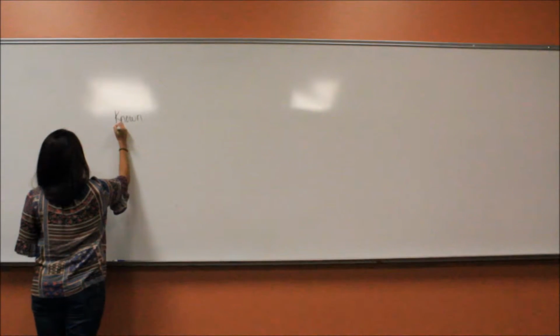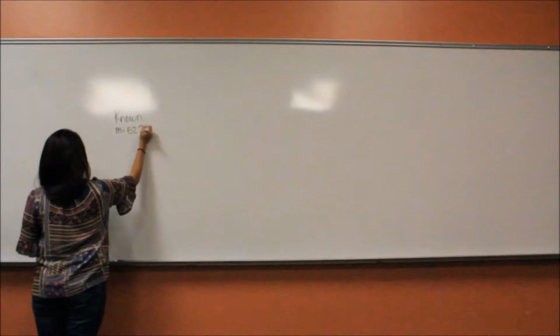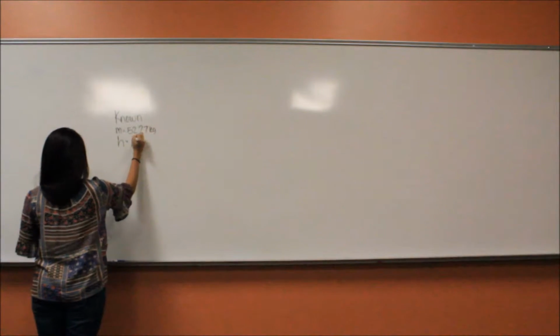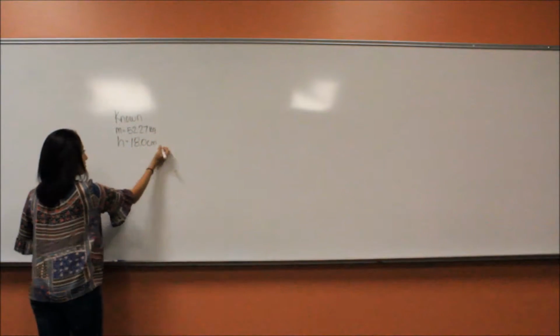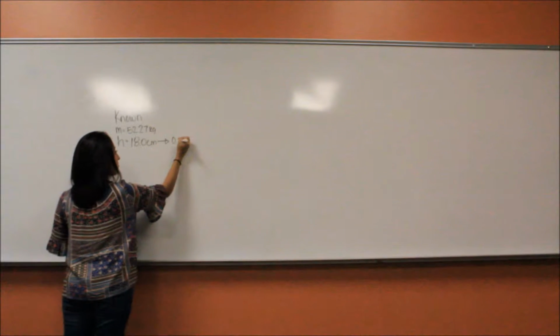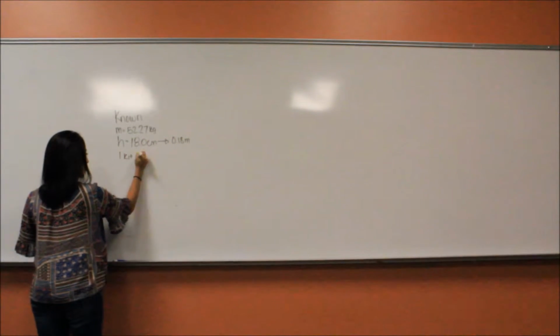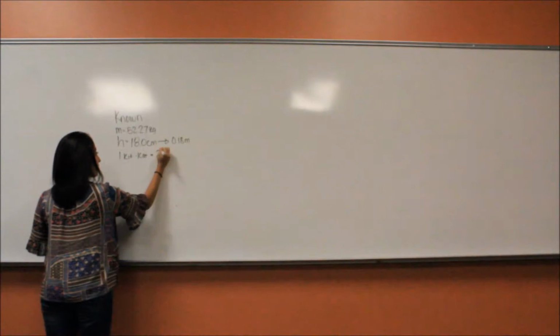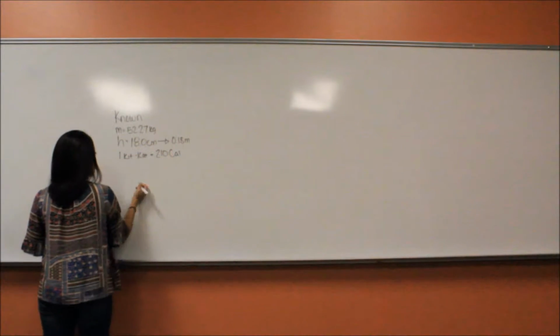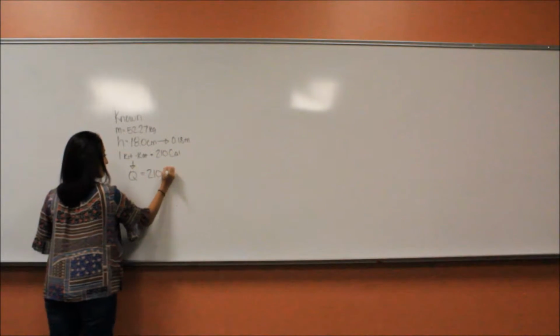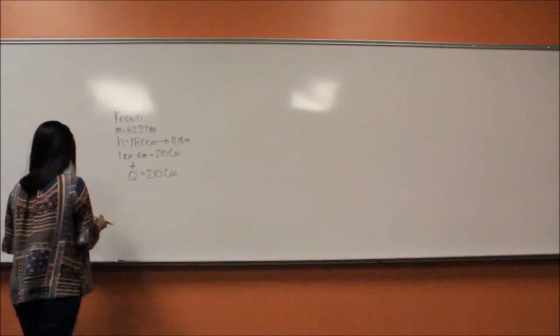This is what we know. My mass, which is 52.27 kilograms, the height of each step, which is 18.0 centimeters, which we convert to meters, making it 0.18 meters. We know that 1 Kit Kat equals 210 calories, but we can let 1 Kit Kat be Q, which is heat, and heat is energy due to change in temperature.